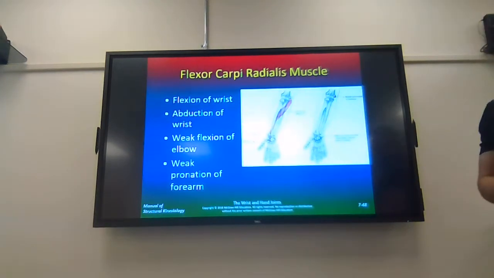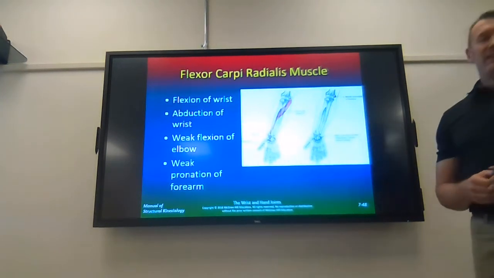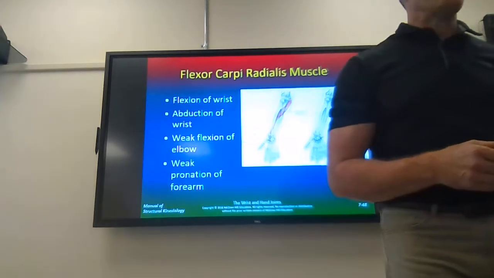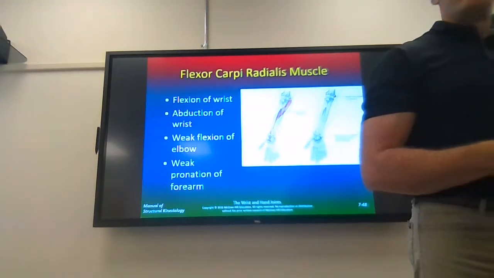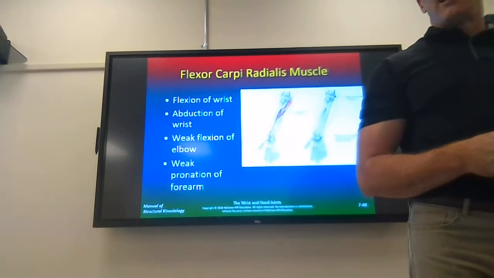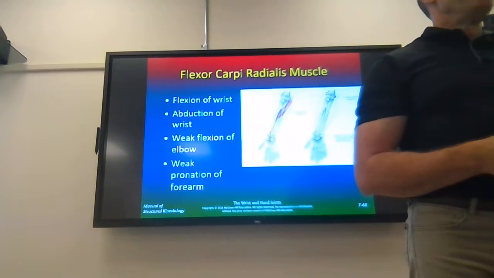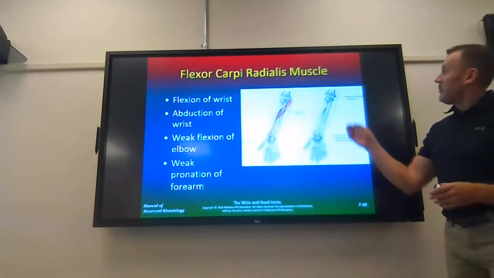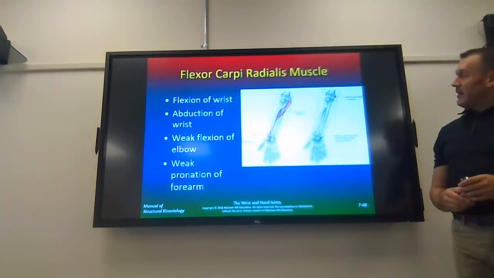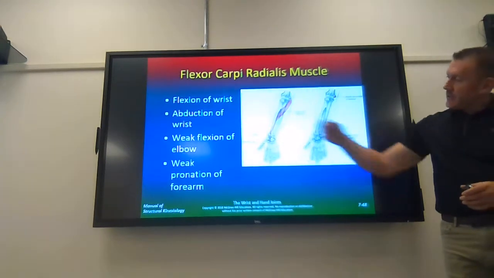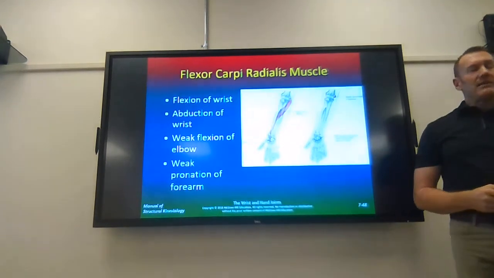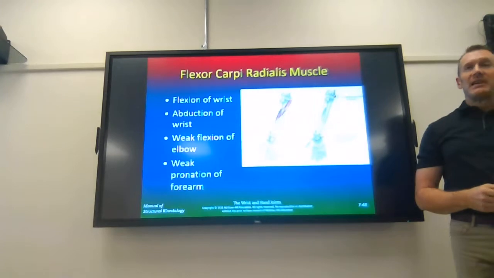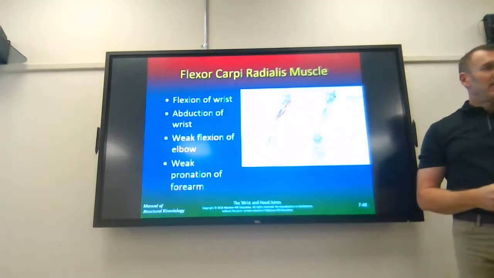And so the point of origin is very common to many of the muscles that flex the wrist and fingers. So you have some very common points of origin. It'd be the medial epicondyle. So right up here, the medial epicondyle. And then you see the muscle kind of crosses over to the lateral side and has its insertion at the base of the second and third metacarpals.